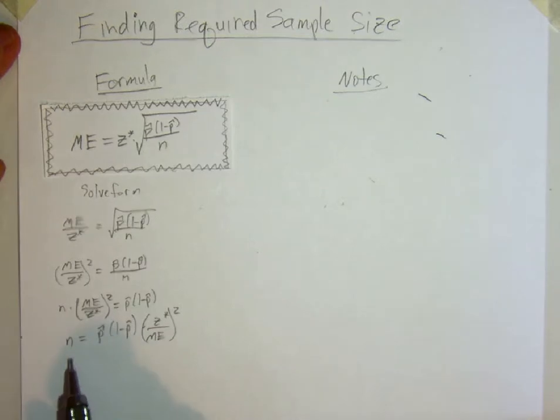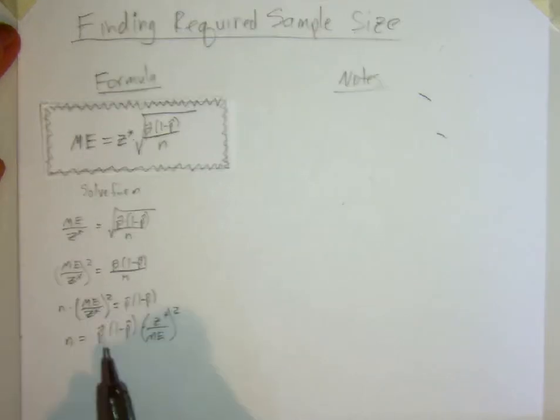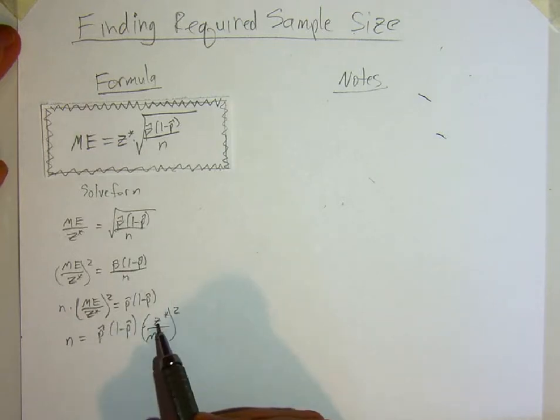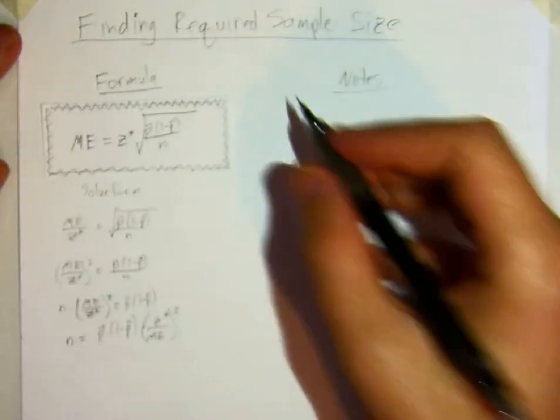So there we've solved the formula for n. So anytime you need a value of n, just put in your values of p hat in both of these places, put in your value of z star from the normal distribution, and put in the margin of error given in your problem. So a couple notes about this.